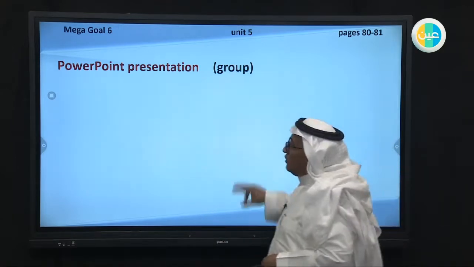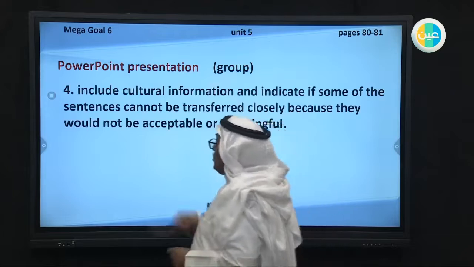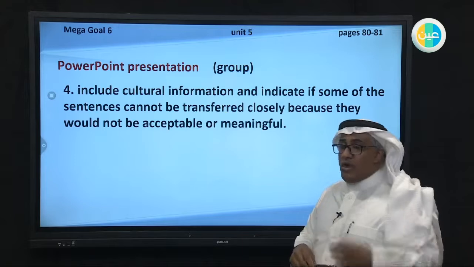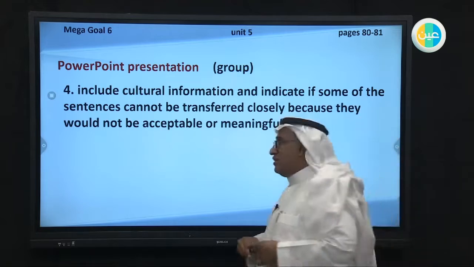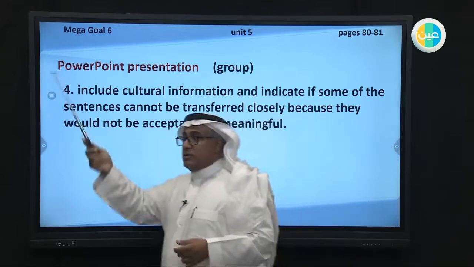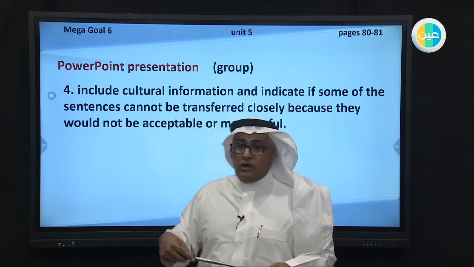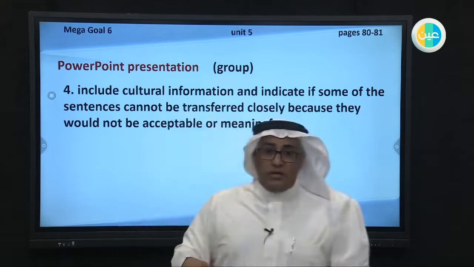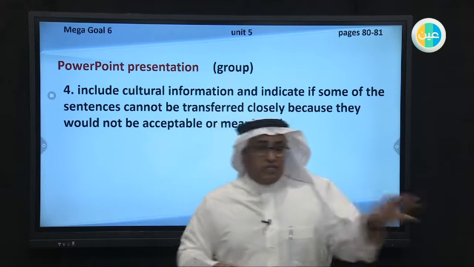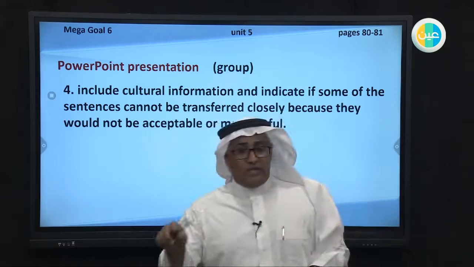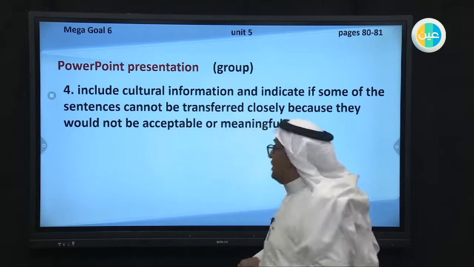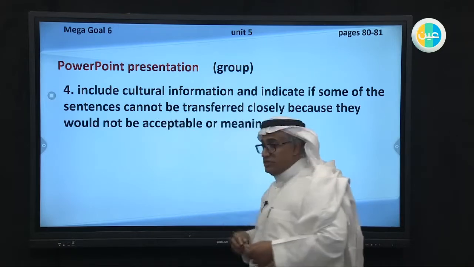Okay? Now, also include cultural information. أيضا أدخل معلومات ثقافية في البحث، معلومات ثقافية. يعني for example, people in the south speak a different language from people who live in the north. So why? These varieties come from where? الاختلافات هذه في التنوع في اللغة منين جت؟ Okay? This is what we mean by cultural information. Okay?